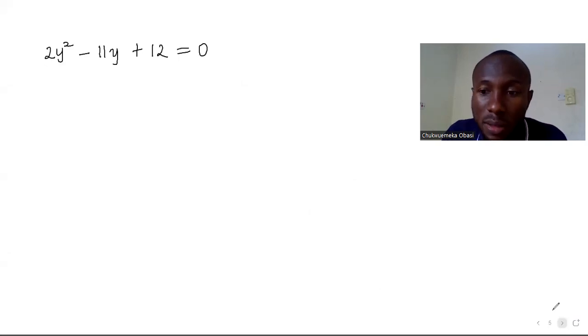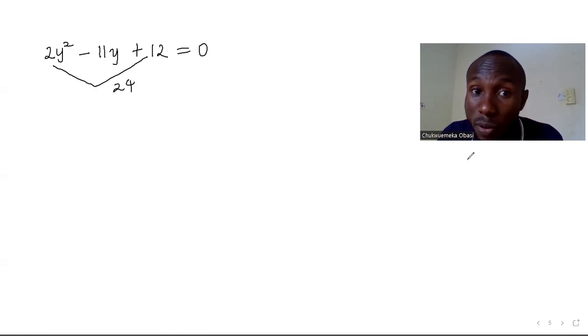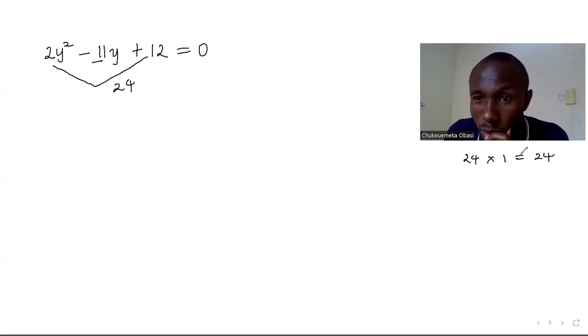All right. This is another example that has to do with coefficient 2. Fine. I love this one. So first thing first, multiply 2 and 12. You get 24. This one is quite easy. Now you're looking for two numbers. When you multiply them, you get 24. And when you add them, you get negative 11. Start with the first one. 24 times 1 will give me 24. What else? Now, if you divide 24 by 2, what will you get?